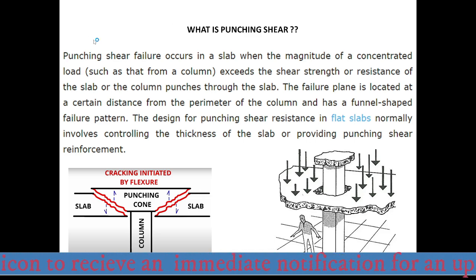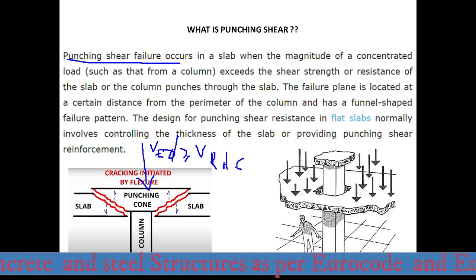Punching shear failure occurs in a slab when the magnitude of the concentrated load, which is coming from the superstructure, such as from a column, exceeds the shear resistance of the slab. That means, suppose we have VED here, which is coming from the superstructure, and if this VED is greater than or equal to VRD, which is the shear resistance of the concrete, then there will be a punching failure.